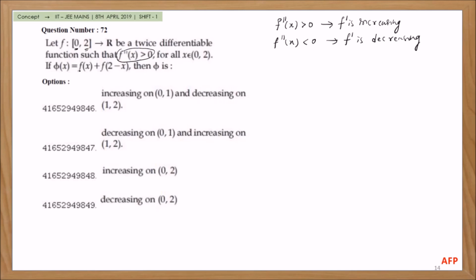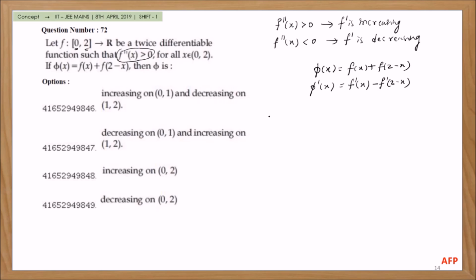The first one: psi of x is equal to f of x plus f of 2 minus x. We will differentiate this with respect to x. Psi dash of x is equal to f dash of x minus f dash of 2 minus x, since the derivative of the inner term 2 minus x is minus 1, which I have already adjusted with the sign. Now, is this increasing or decreasing?